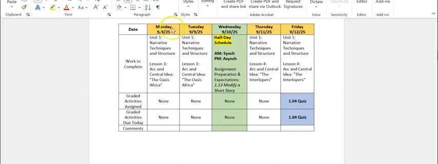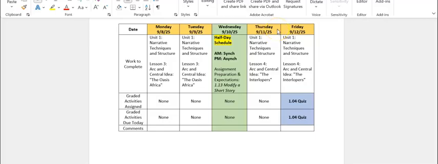So then Monday the 8th, we will start Unit 1, Lesson 3, arc and central idea, the Oasis Africa. And Tuesday the 9th, we will finish Lesson 3. Wednesday the 10th, we will follow a half-day schedule, synchronous in the morning, asynchronous in the afternoon. We will do an assignment preparation and expectations for the 1.13 modify a short story.